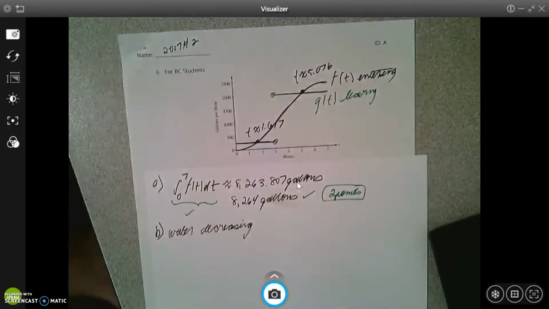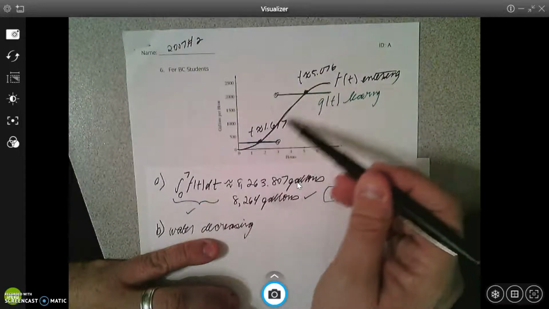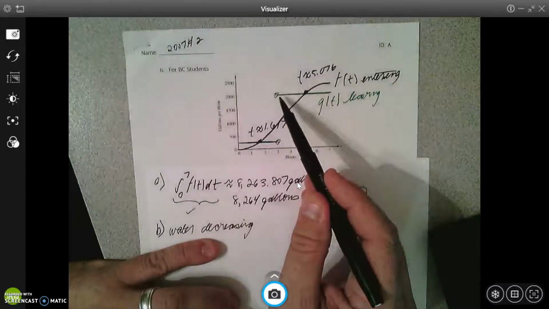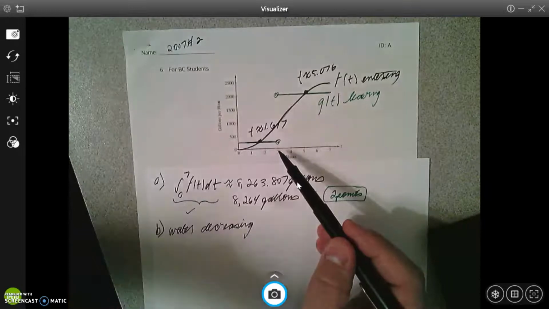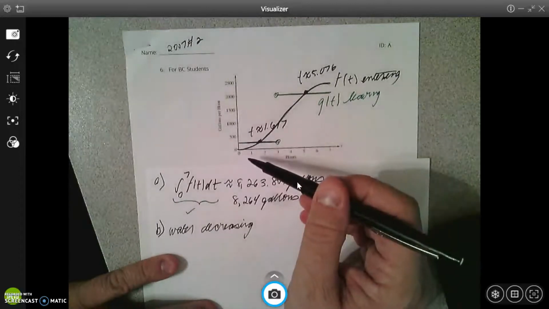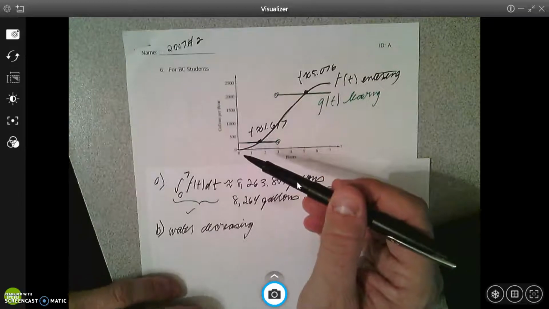Well, what would have to be true for the water level to decrease? I have the black function f(t) representing the rate that water is entering. The green function g(t) represents the rate that water is leaving. If the water level is decreasing, what that means is I need water to be leaving faster than it's entering. Well, where does that happen?